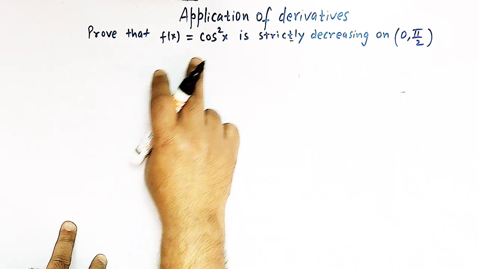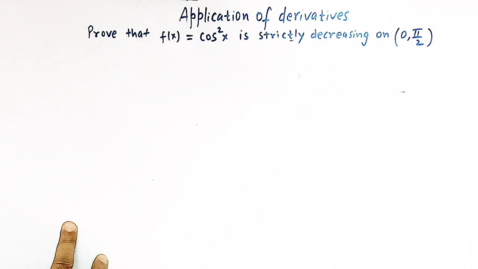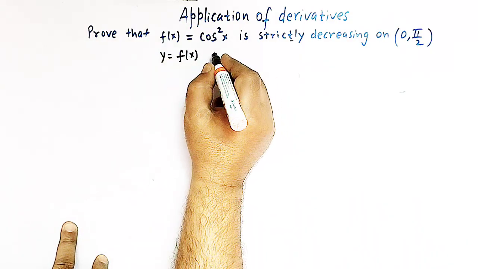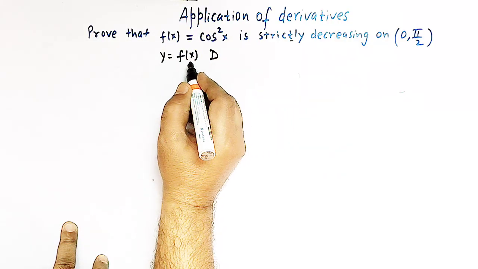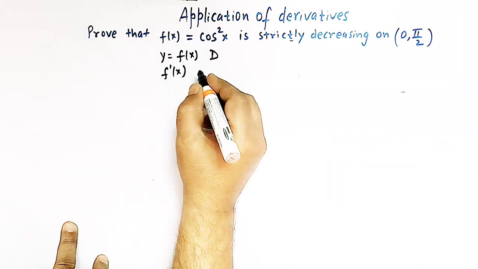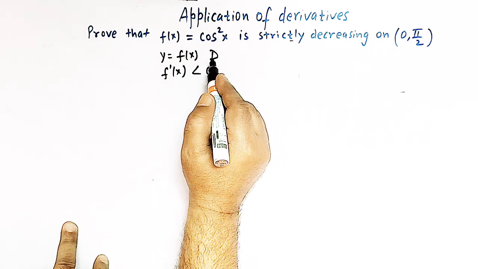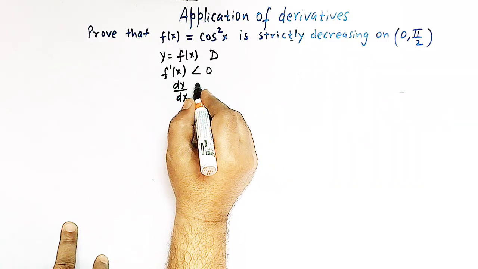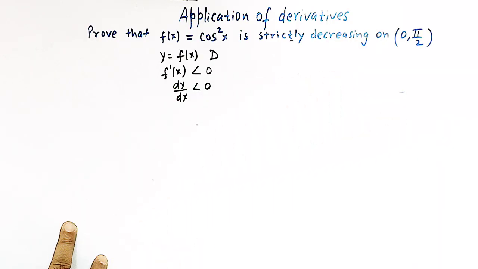Now in order to prove that this function is strictly decreasing on 0 to pi by 2, we'll take help of derivatives. Suppose we have a function, say y is equal to f of x, which is defined in some domain D. Now the function f of x is said to be strictly decreasing if the derivative of f of x is less than 0 for all x belonging to this domain D, right? So if the derivative, that is dy over dx, is negative, then the function is said to be strictly decreasing.